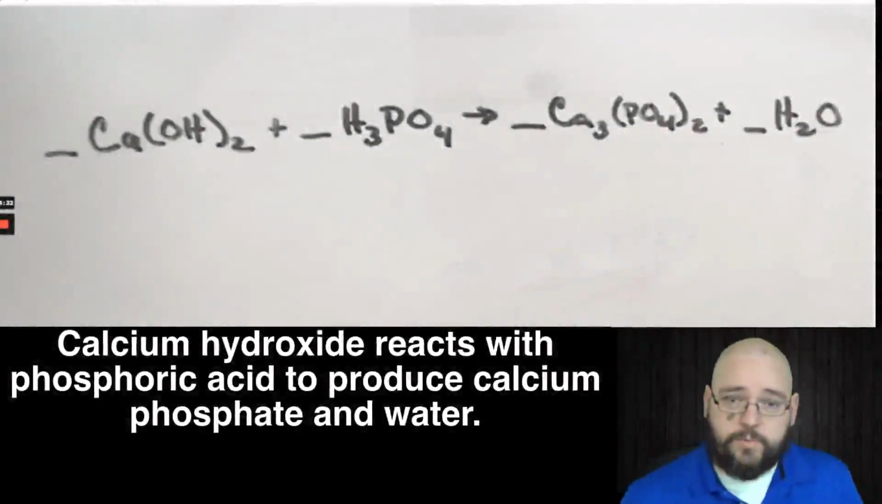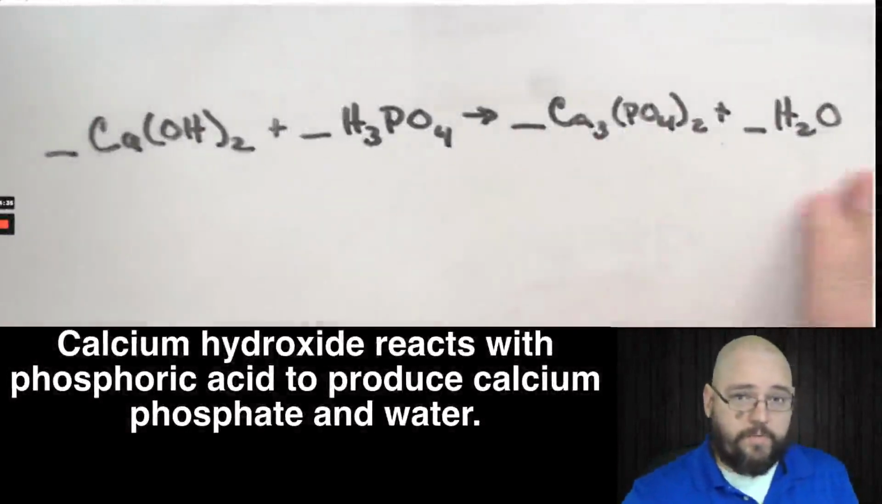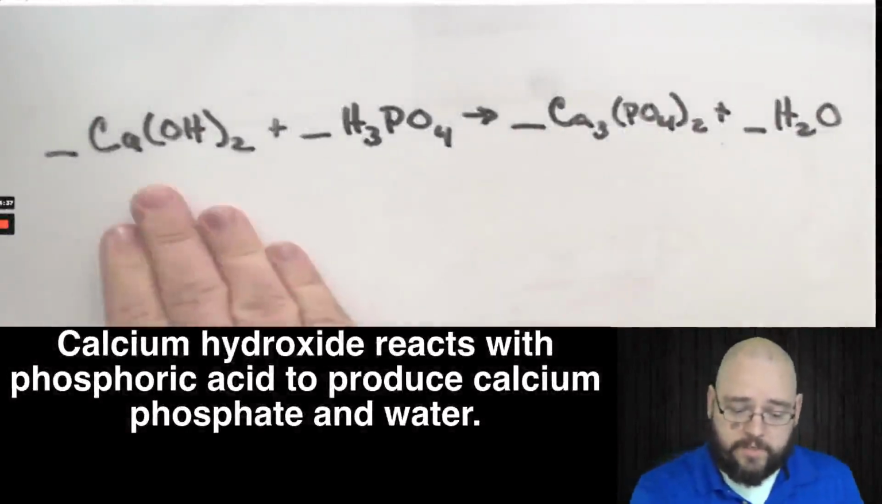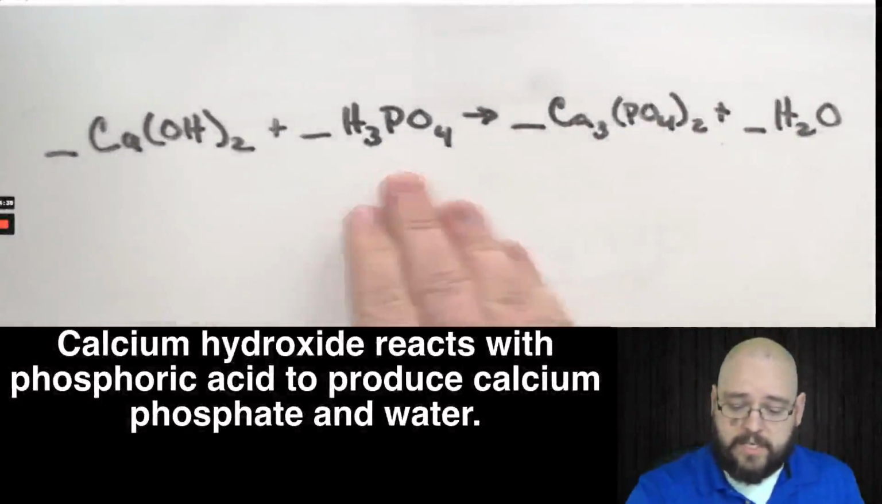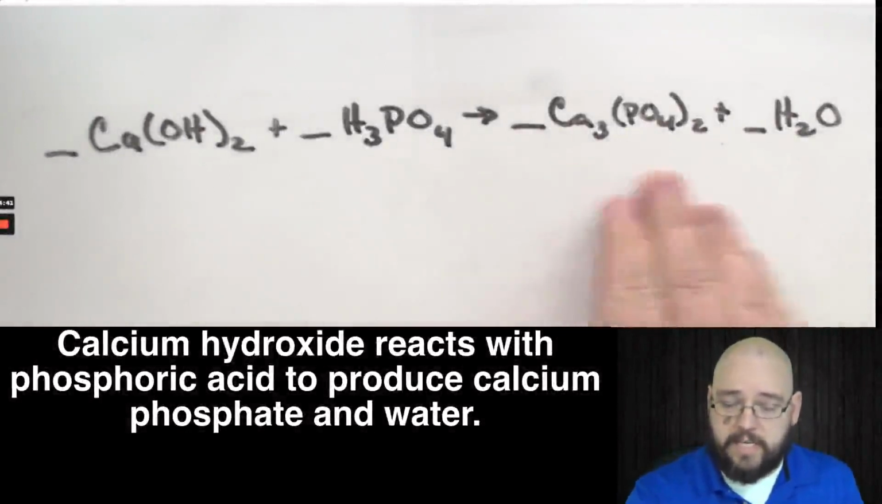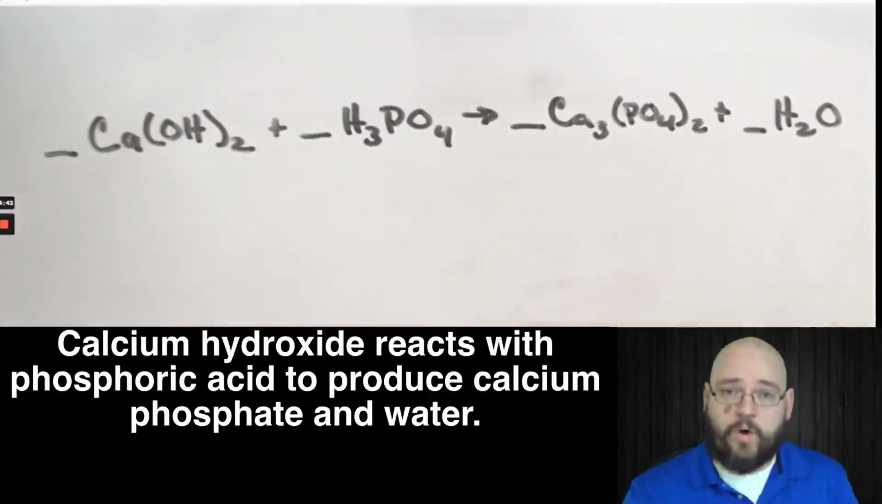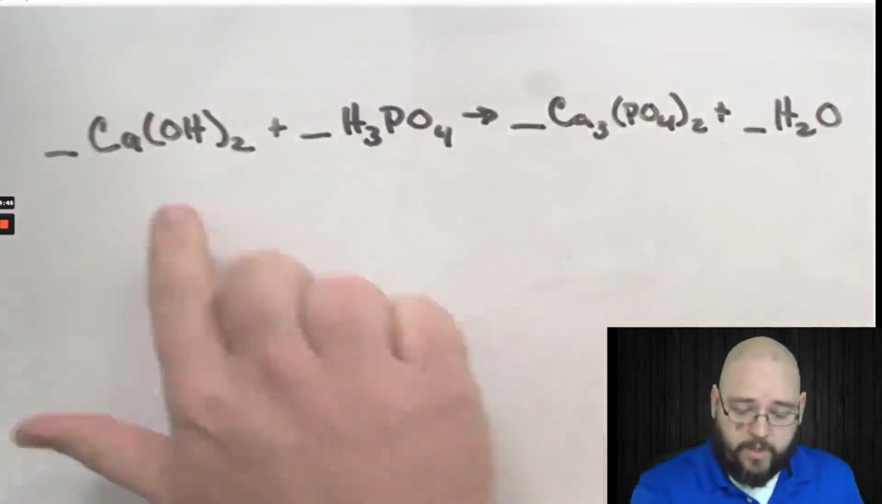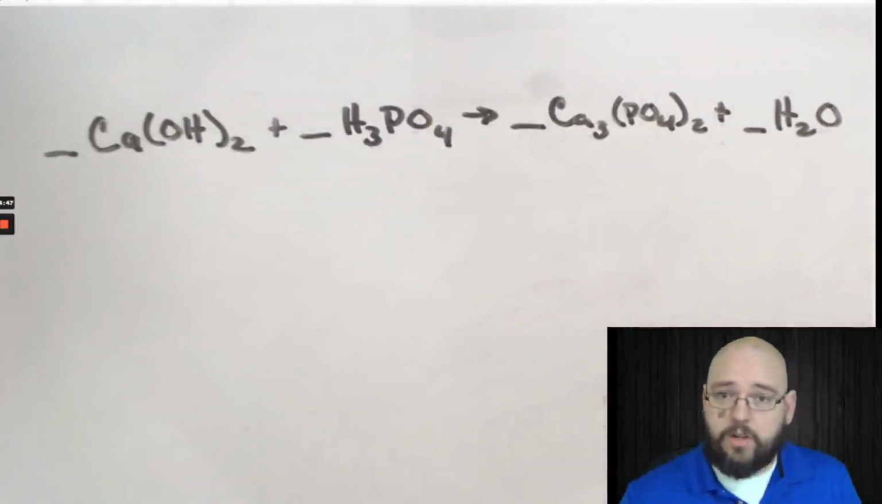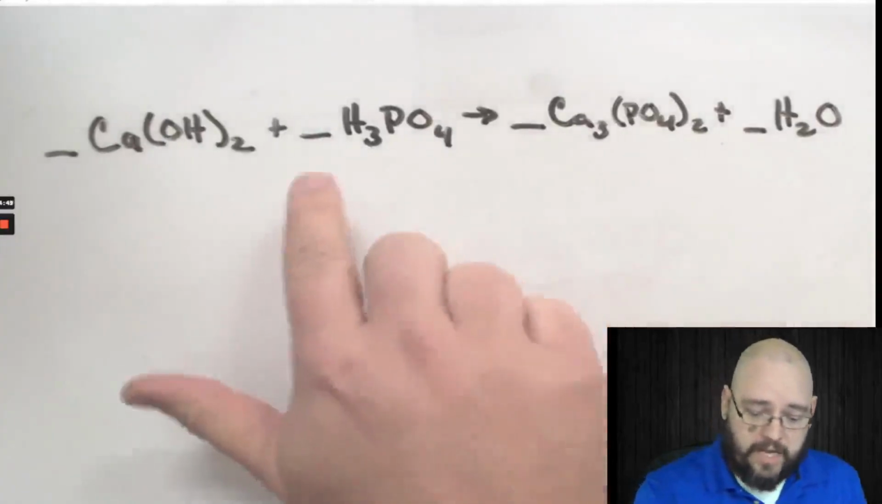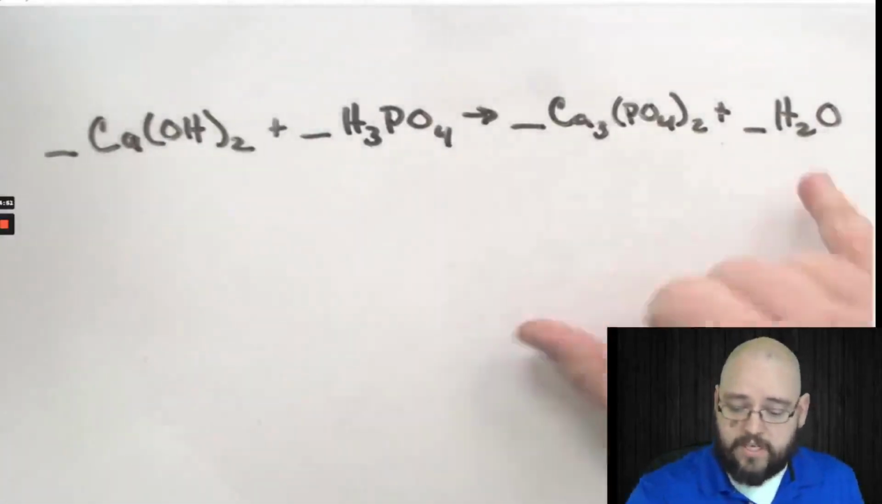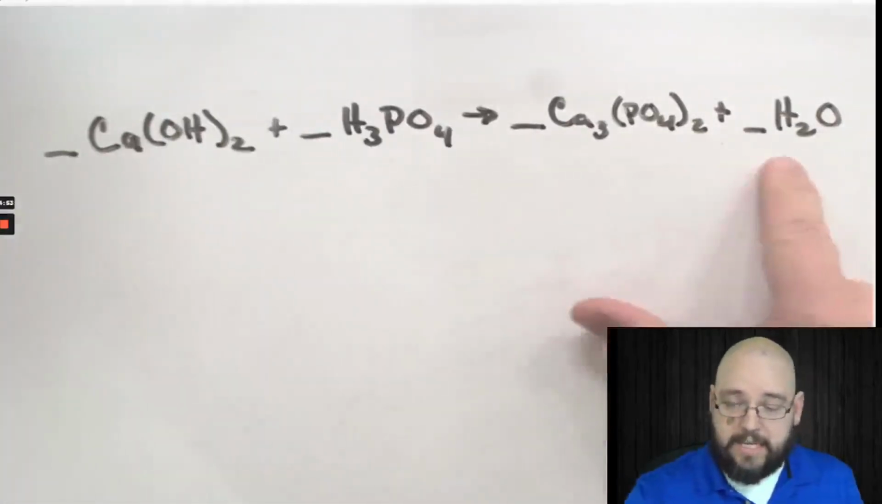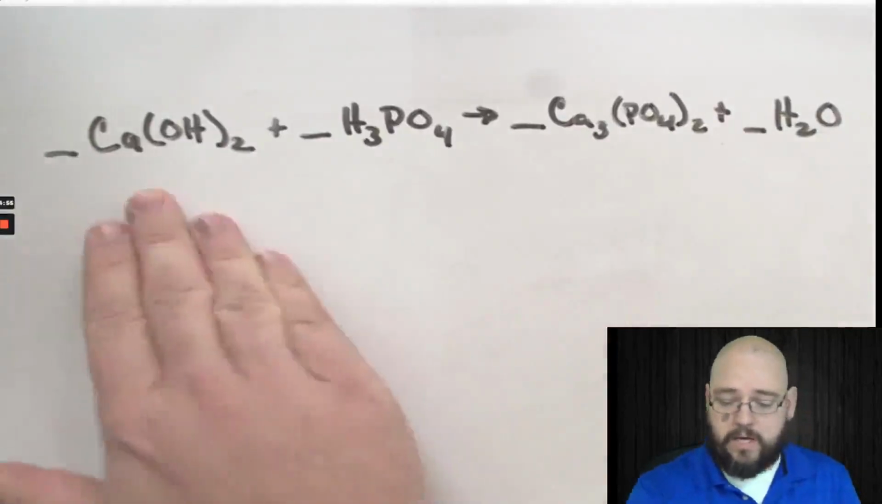All right, so in this example, we've got quite a bit going on here. We have calcium hydroxide plus phosphoric acid is going to produce calcium phosphate and water. We have polyatomic ions in all of them. We have hydrogen, or an acid on one side, and a hydroxide and water. So I have hydroxide and water.